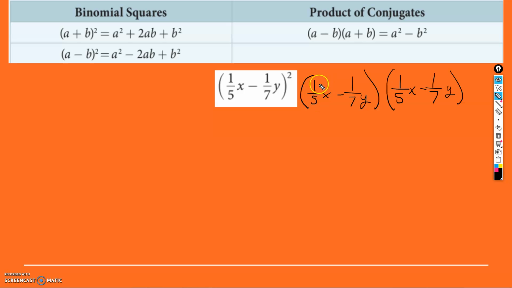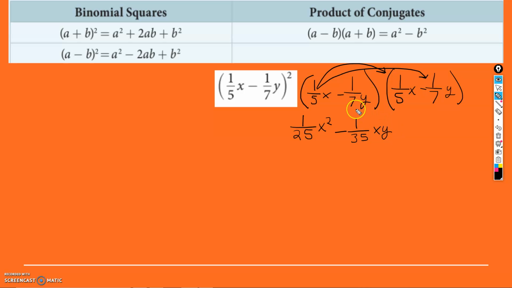Alright, multiply these guys together. 1/5 x times 1/5 x is 1/25 x squared. 1/5 x times negative 1/7 y, that'd be minus 1/35, because our denominators are multiplying together, x times y, which is just xy.